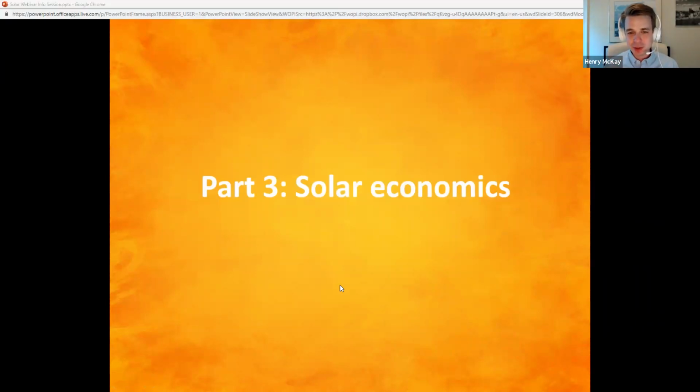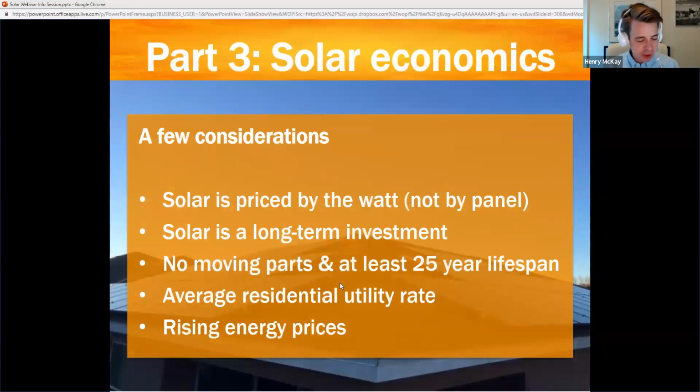Okay, solar economics. So a few considerations at the top. As I said before, solar is priced by the watt, not by the panel. So you should be able to compare each bid by taking the whole price and bundling it into dollars per watt, and that lets you compare the price of each bid from each installer, regardless of how large or small a system you might want to install.